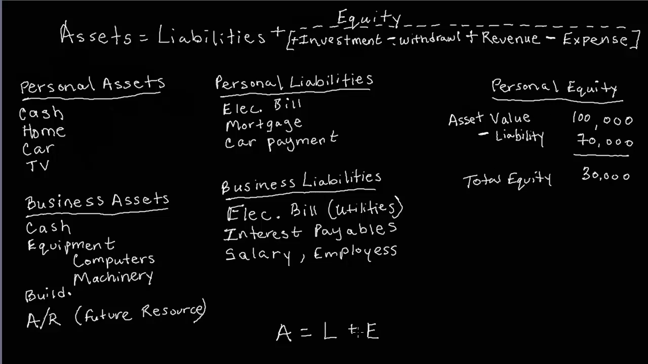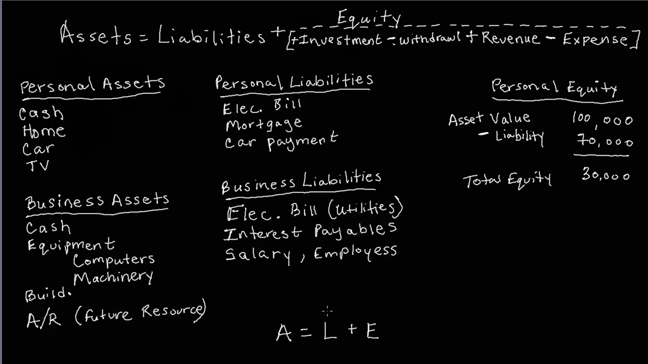I've also included an abbreviated version of the accounting equation right here. So again, just keep in mind assets equals your liabilities plus your equity. Now, it's always going to work like this. Assets always have to equal liabilities plus equity.